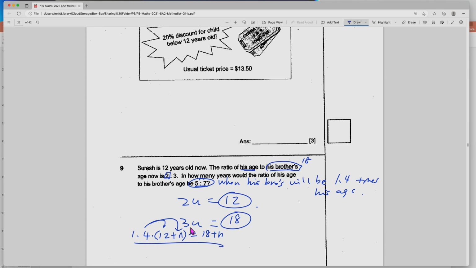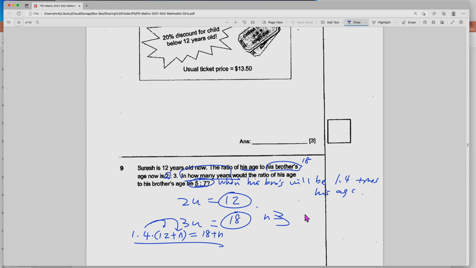You key in minus 1 plus 1.4. Yeah, so it's 0.4n. So what's n? Three. Yeah. So in 3 years, 过3年之后.